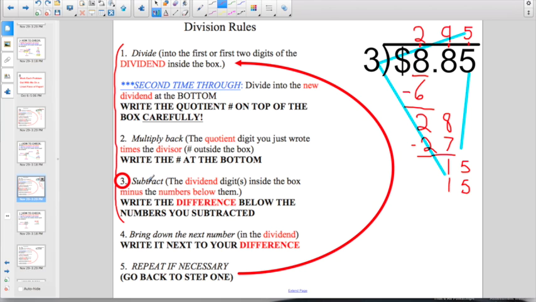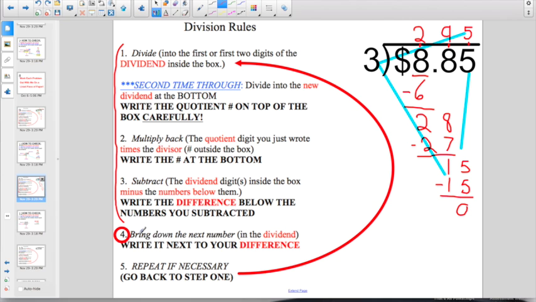All right, getting ready for step 3, because if I divide, I must always multiply back, and I must always subtract. I'm on step 3, subtract. The dividend digits inside the box minus the numbers below them. I have 15. I'm going to subtract the numbers below them. 15 minus 15, hey, that is 0. So you must always divide, you must always multiply back, and you must always subtract.